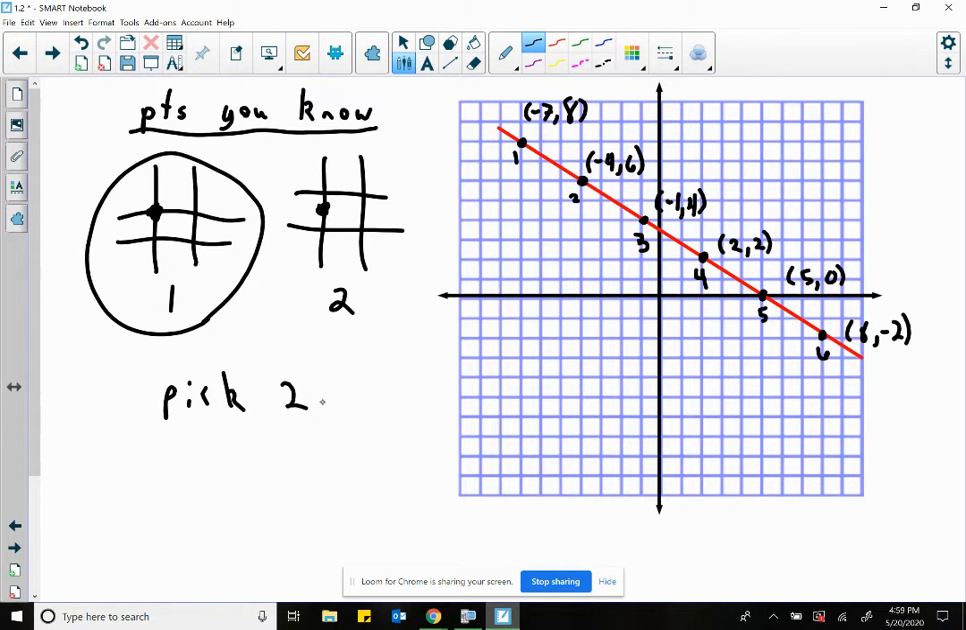Pick 2 points. Doesn't matter which 2 you pick. I'm going to pick 3 and 4 for us. Like I said, usually I just have you guys vote as a class, but unfortunately, you're not here with me now. Or are you?